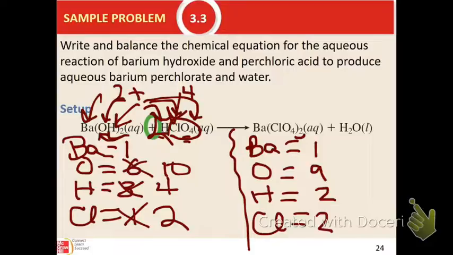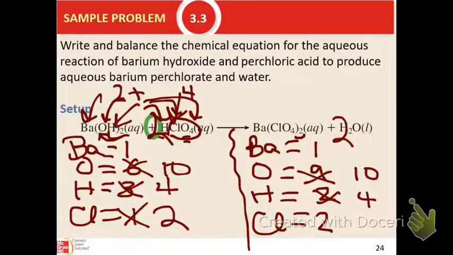So now what? Now my hydrogens are not balanced. I need a 2 in front of here as well. So now I have 2 times 2. That's going to fix this. That's going to be 10. 2 times 2 plus 8. And now I've got 4. Look at that. Everything's balanced.